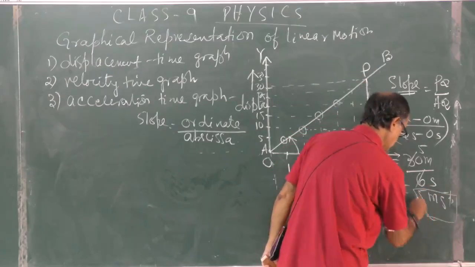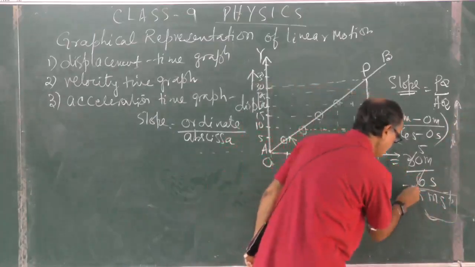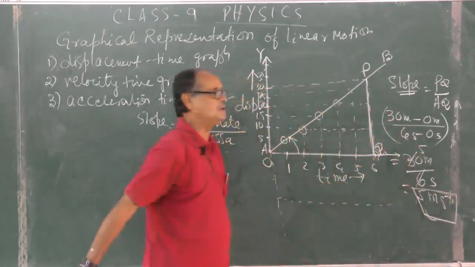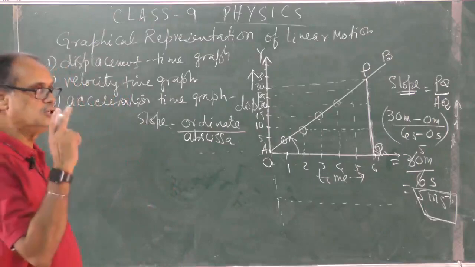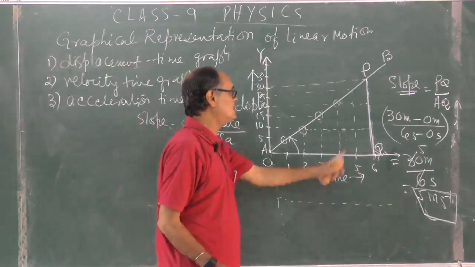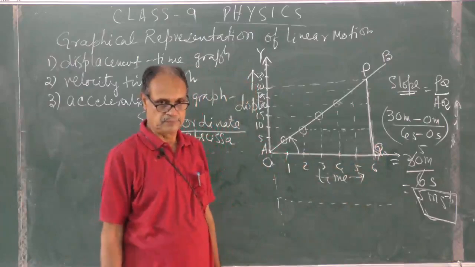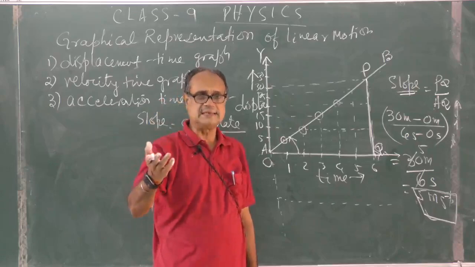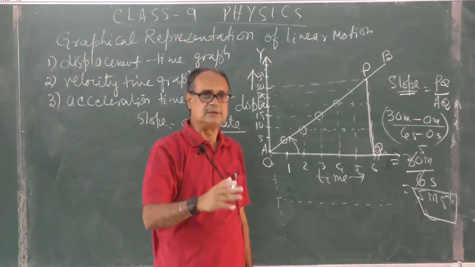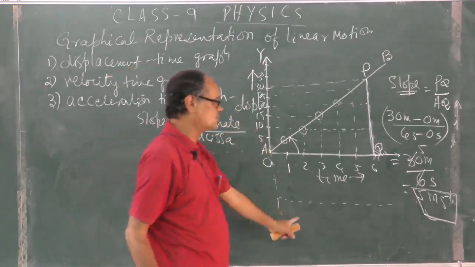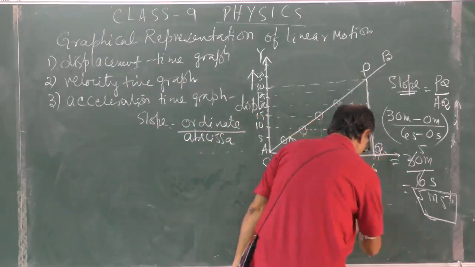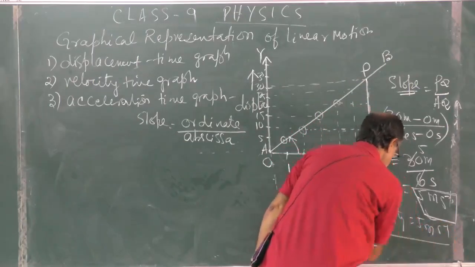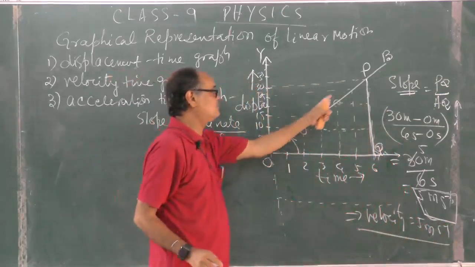Now what is this quantity? The value is 5 meter per second. 5 is the magnitude, the numeric value, and meter per second is the unit. This unit describes what kind of physical quantity you got from the slope. Meter per second is the unit for velocity or speed. Since it is displacement, this gives you the velocity value. Therefore velocity is equal to 5 meter per second. The body is moving uniformly with 5 meter per second.